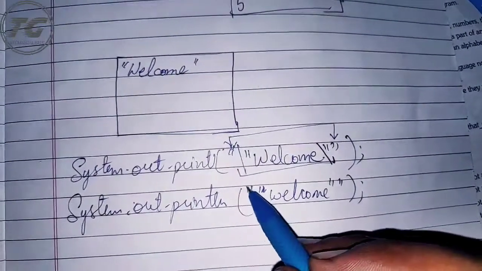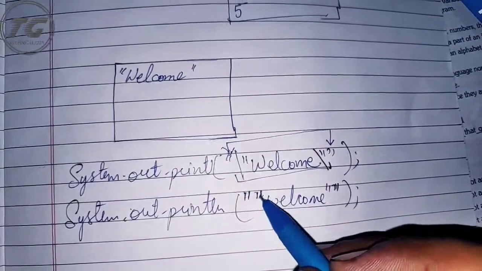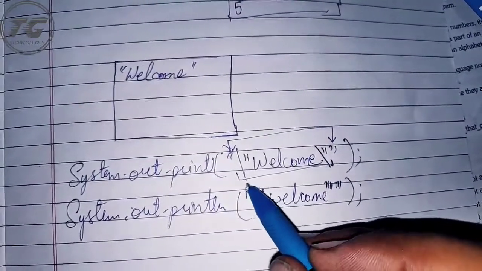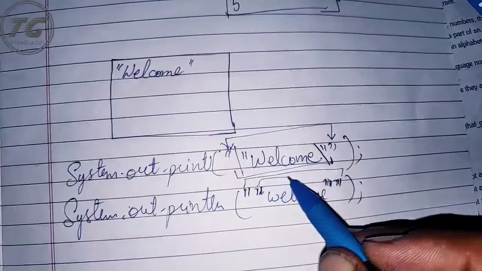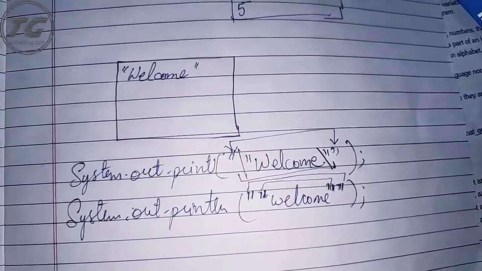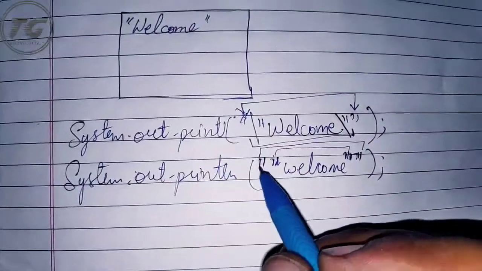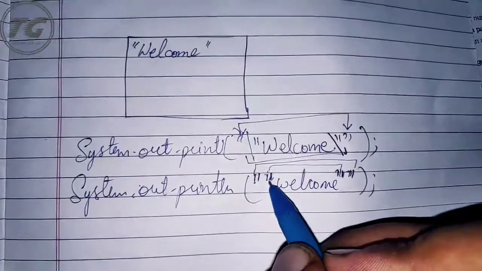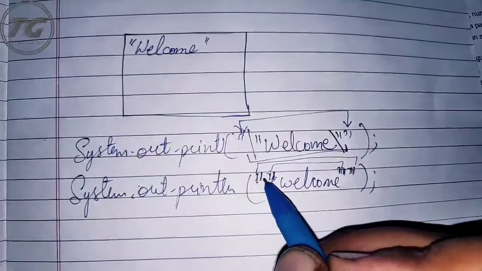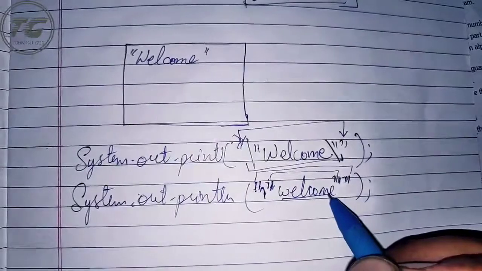You might be thinking that this is the opening double quote and this is the closing double quote, so this is the whole string enclosed in double quotes. But this is not the case. Java will consider the first double quotes as the opening and the next as the closing, which means within these two double quotes nothing is there, so nothing will be printed.